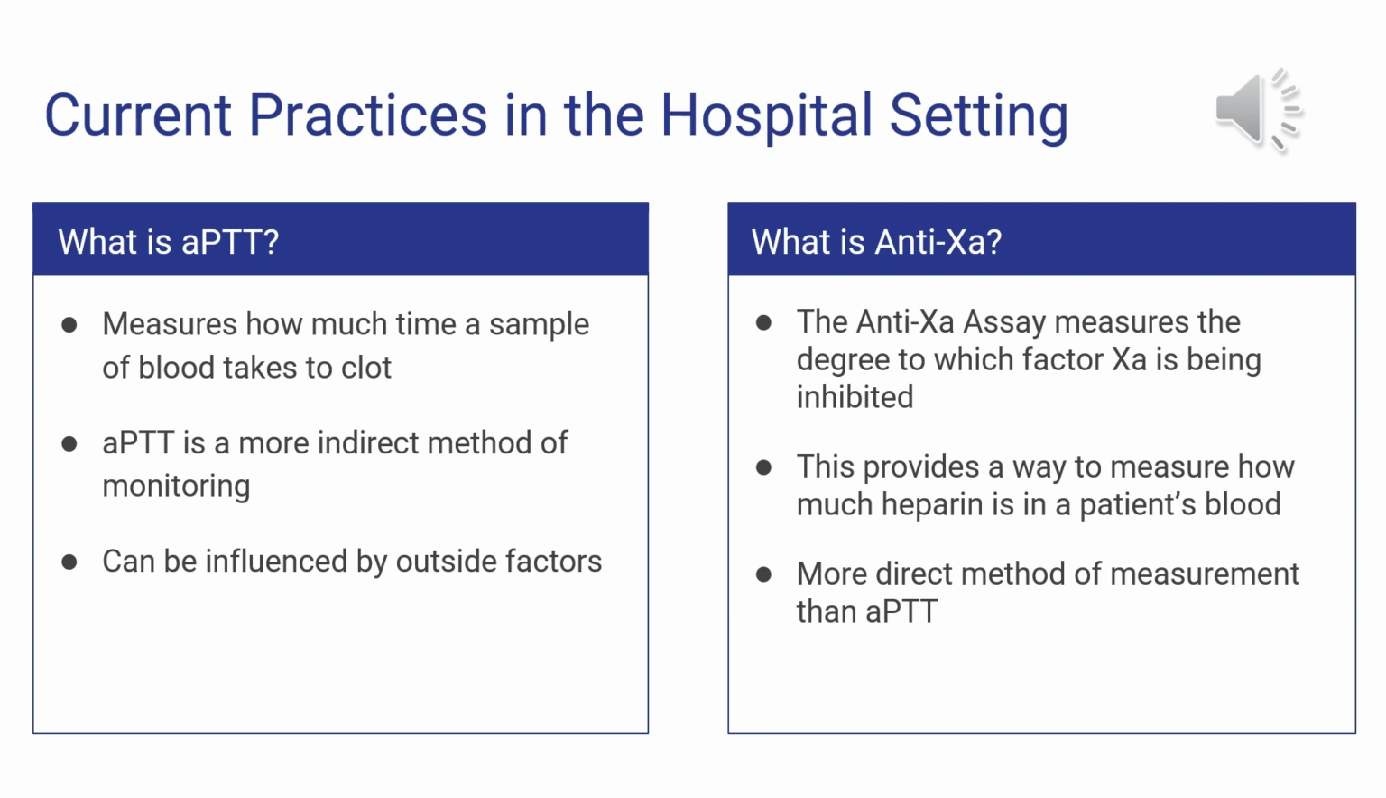The anti-Xa assay, which I will go into more detail about on the next slide, has a more direct method of measuring heparin concentration. The anti-Xa assay measures the degree to which factor Xa is being inhibited. This provides a way to measure how much heparin is in the patient's blood, and again, it is a more direct method of measurement than the aPTT.